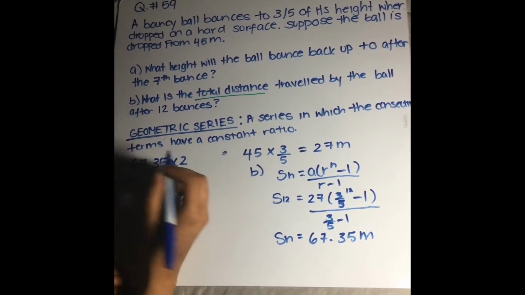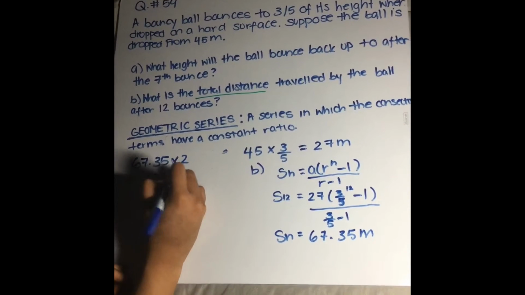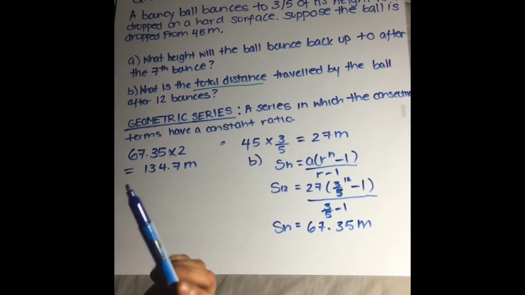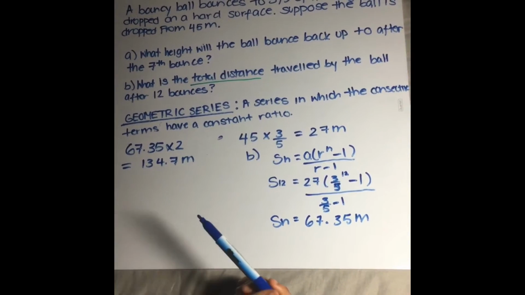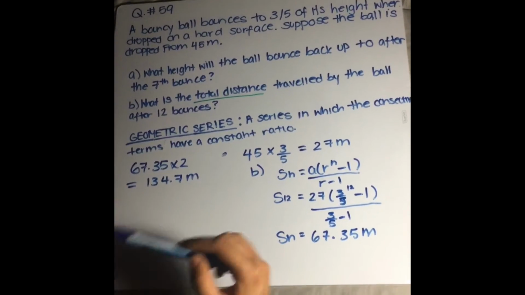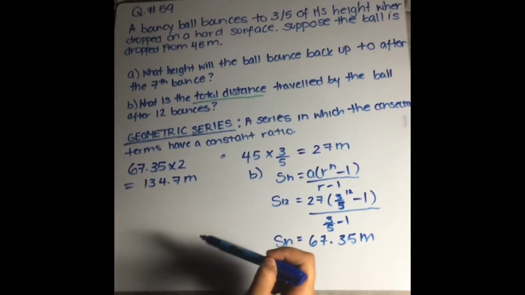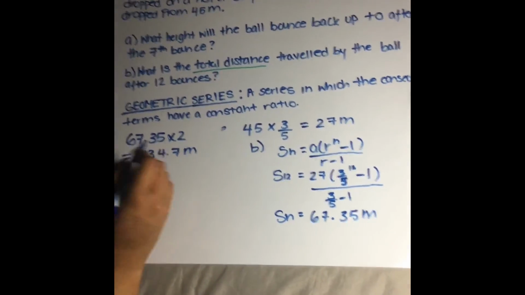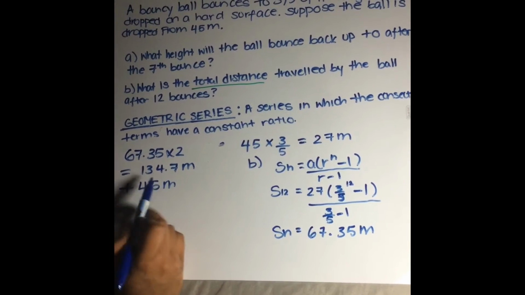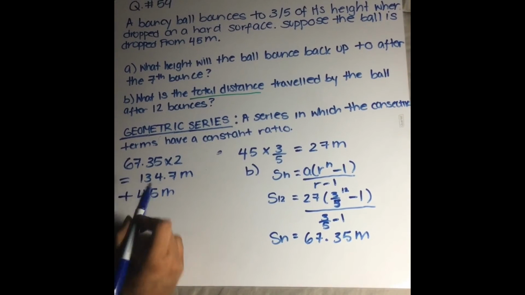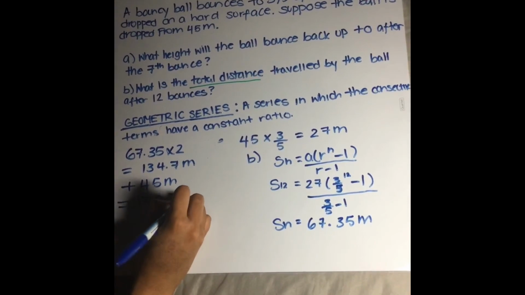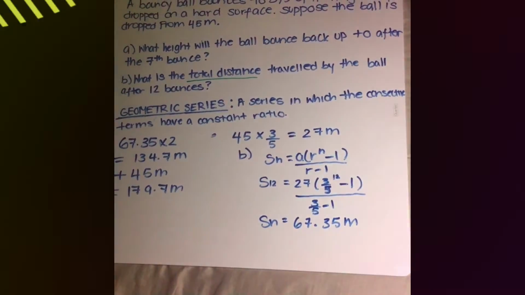Once you do that, you get 134.7 meters. And for the last step, you have to add the initial amount that the ball dropped, because it traveled that much as well. Because in this question, they're not asking about the total distance after the bounce, but the total distance traveled overall up until the 12th bounce. So you have to add the value that the ball traveled initially, which is 45 meters. And once you do 134.7 plus 45 meters, you end up with the answer of 179.7 meters. And that is your final answer for question 59.